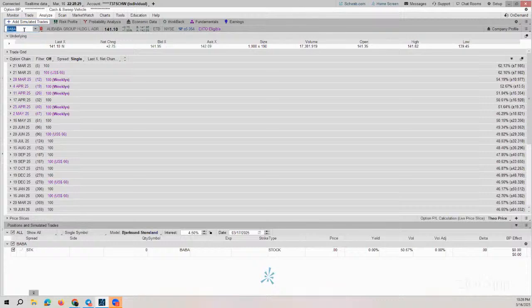If I look at the options, let's look at 16th May options of Baba. The prices are really good. So 150 is at $7.75. 180 is $2. So 150, 180 spread should be really good. 185.